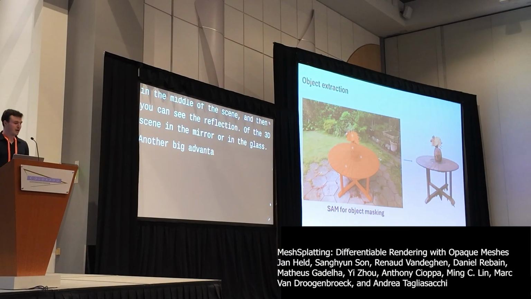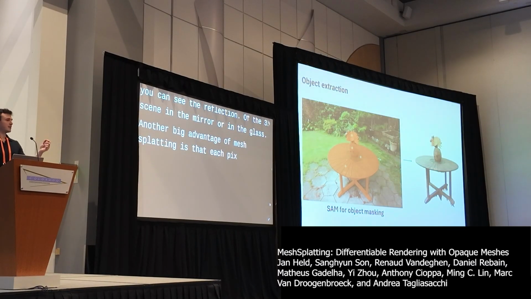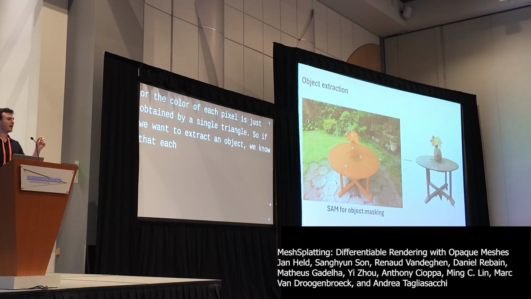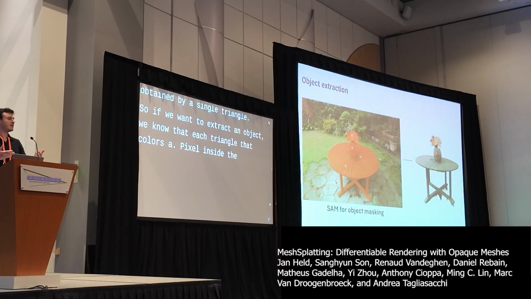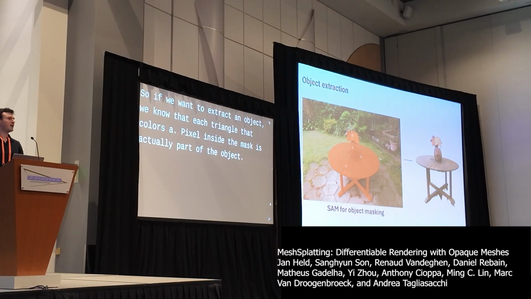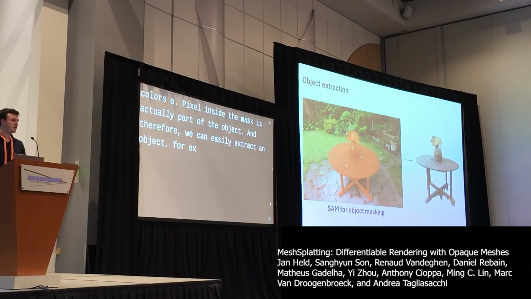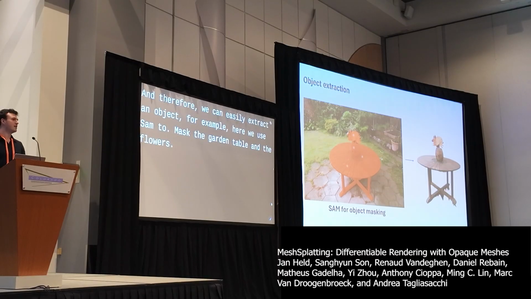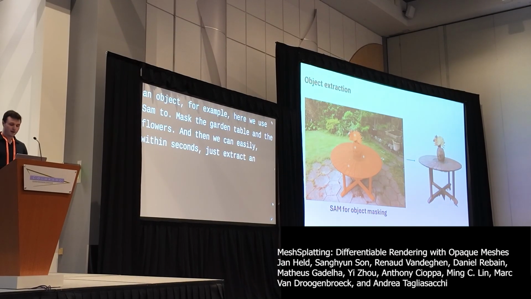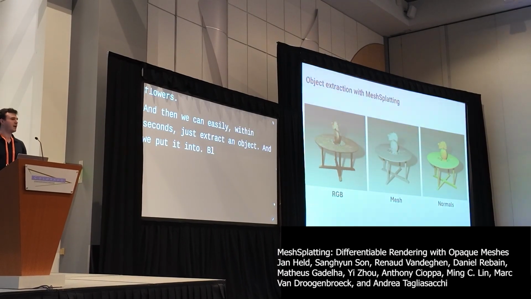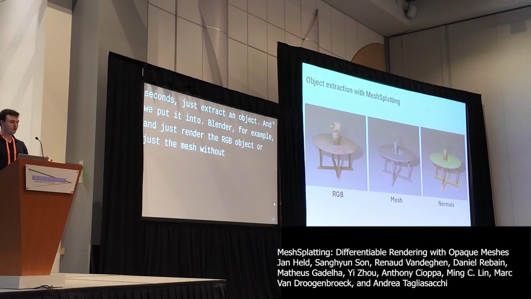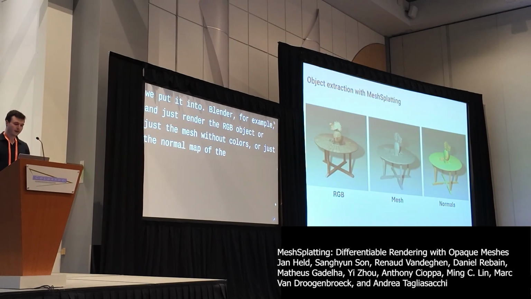Another big advantage of MeshSplatting is that the color of each pixel is obtained by a single triangle. So if we want to extract an object, we know that each triangle that colors a pixel inside the mask is actually part of the object. Therefore, we can easily extract an object. For example, here we use SAM to mask the garden table and flowers, and then within seconds we can extract the object. We put it into Blender, for example, and render the RGB object, or just the mesh without colors, or just the normal map of the table.